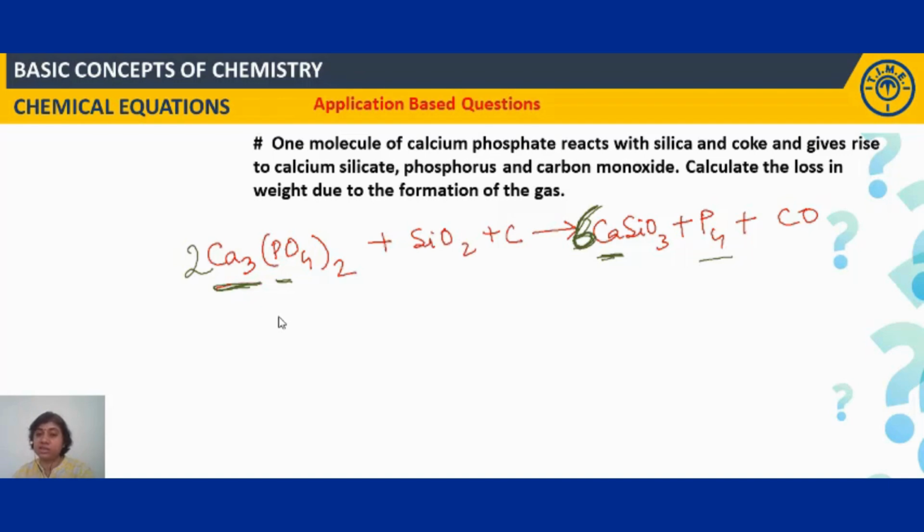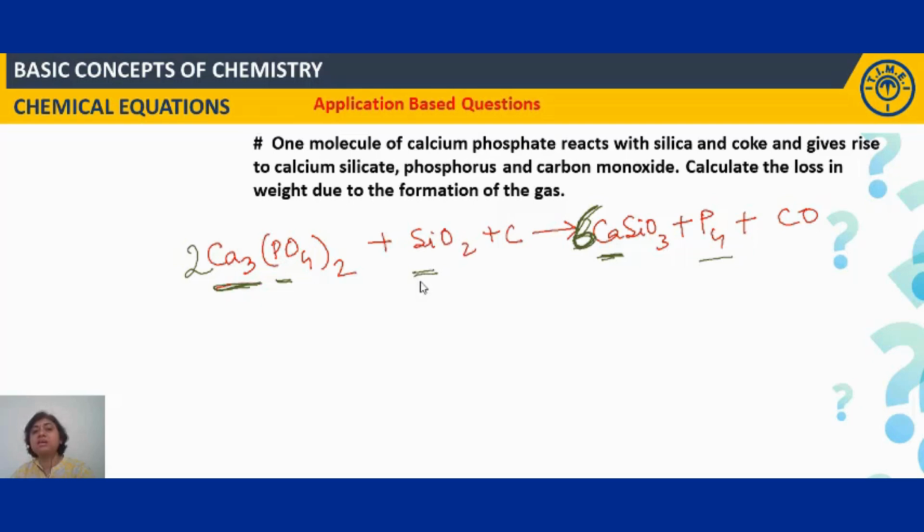Both the places oxygen is there, and in the right hand side also it is like that. Calcium silicate, carbon monoxide, both the places oxygens are there. So its frequency of occurrence is more. So we'll do it at the end. Okay. So next compound we'll look at silica.